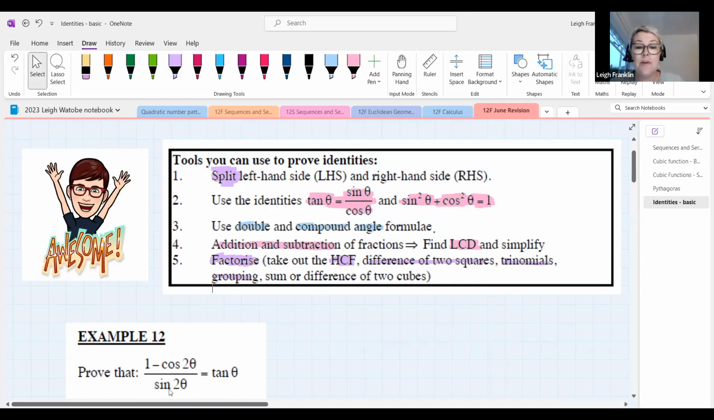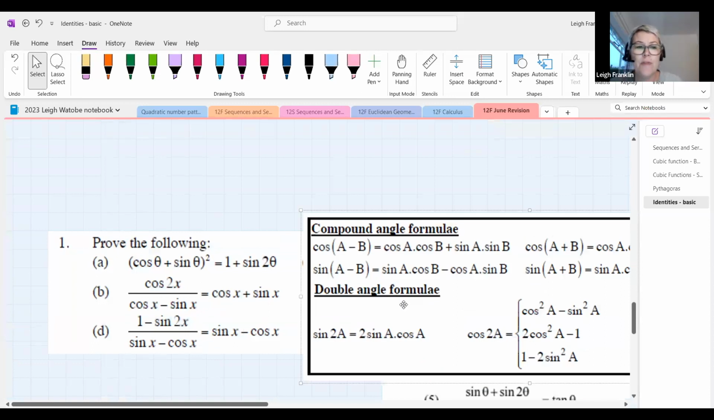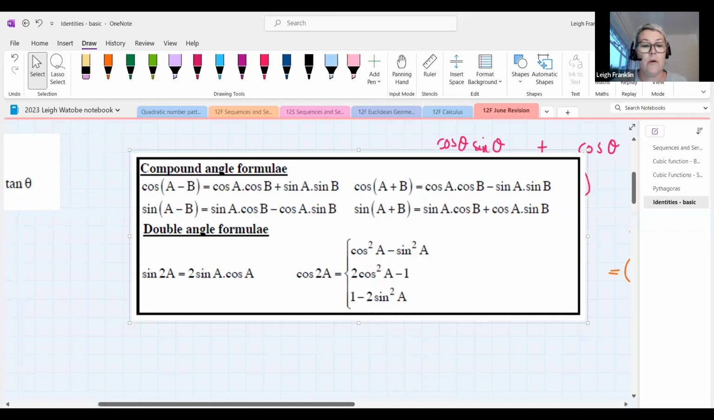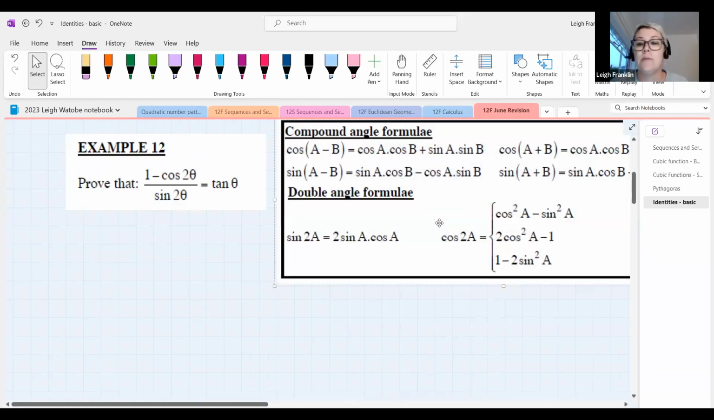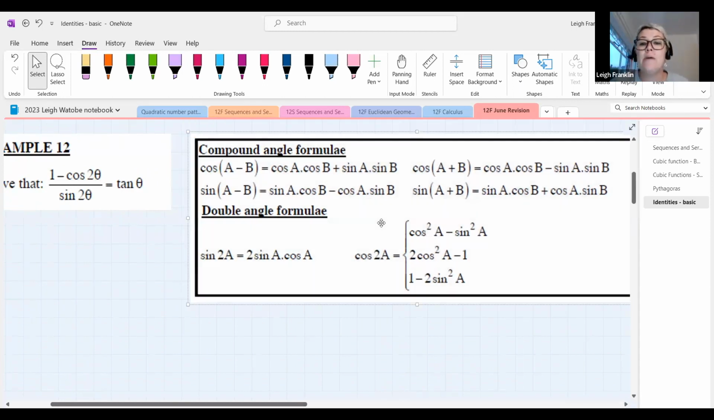Of course, the other thing that we need are our formulae, which, where did I put them? Over there. Let me just go and grab those and bring them up here. So just a quick reminder. There are our compound angle formulae. Those will be on your formula sheet, and of course our double angle formulae. We're going to use these extensively as well as our tan identity and our square identity.